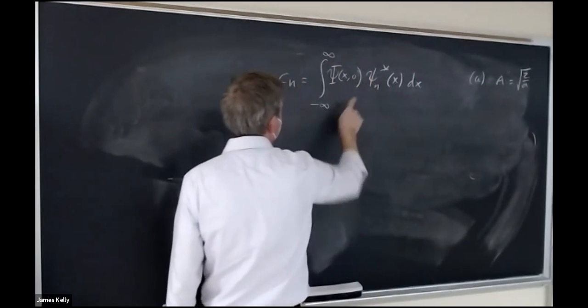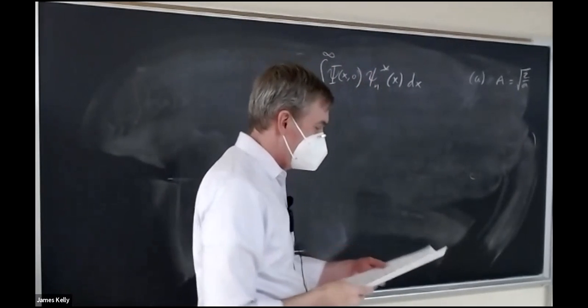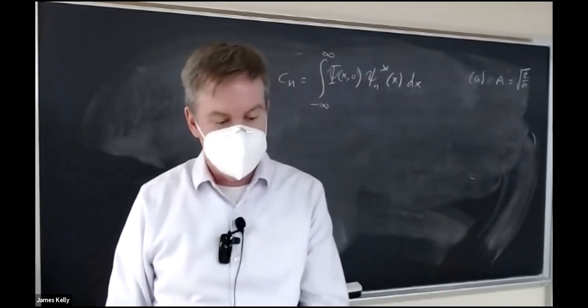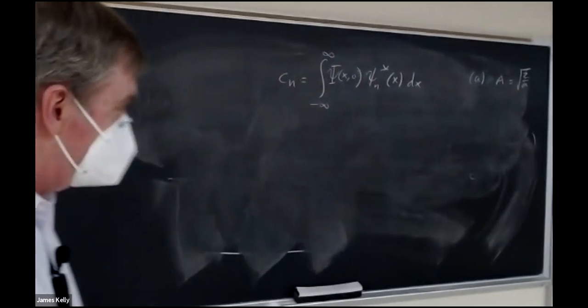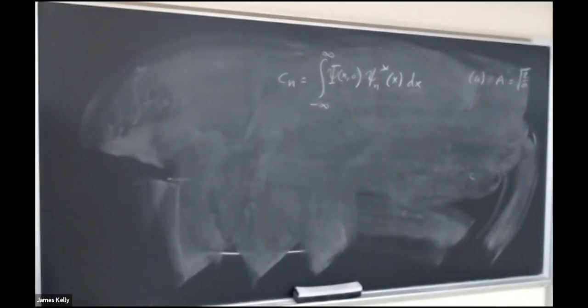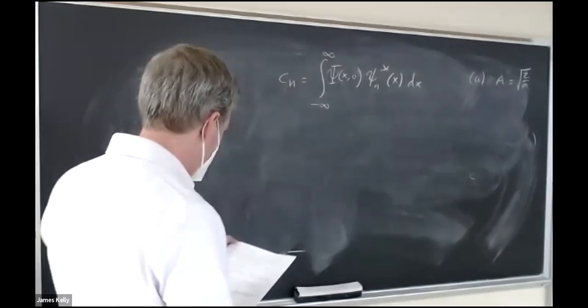So our function f of x in B is the psi of x0. We want to write psi of x0 as an infinite linear combination of the psi n's and find the coefficients, and there's a formula for it.